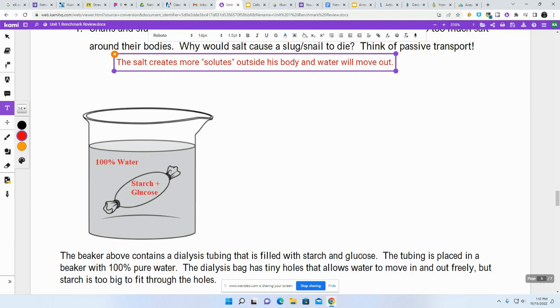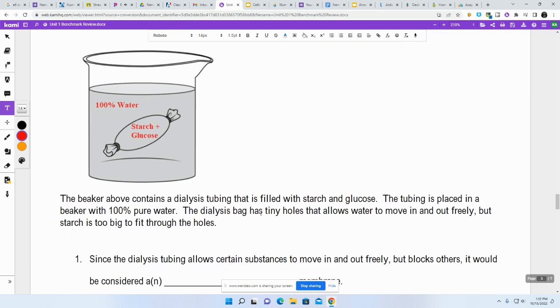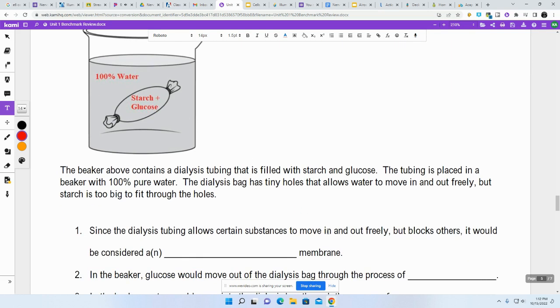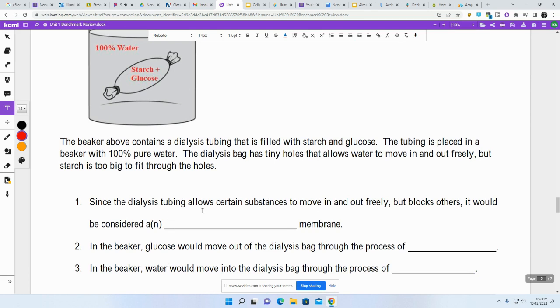The tubing is placed in a beaker with 100% pure water, 100% water out here. The dialysis bag has tiny holes, I said that. Starch is too big. Since the dialysis tubing allows certain substances to move in and out freely but blocks others, we say that's called semi-permeable. Remember, it's also called selectively permeable.